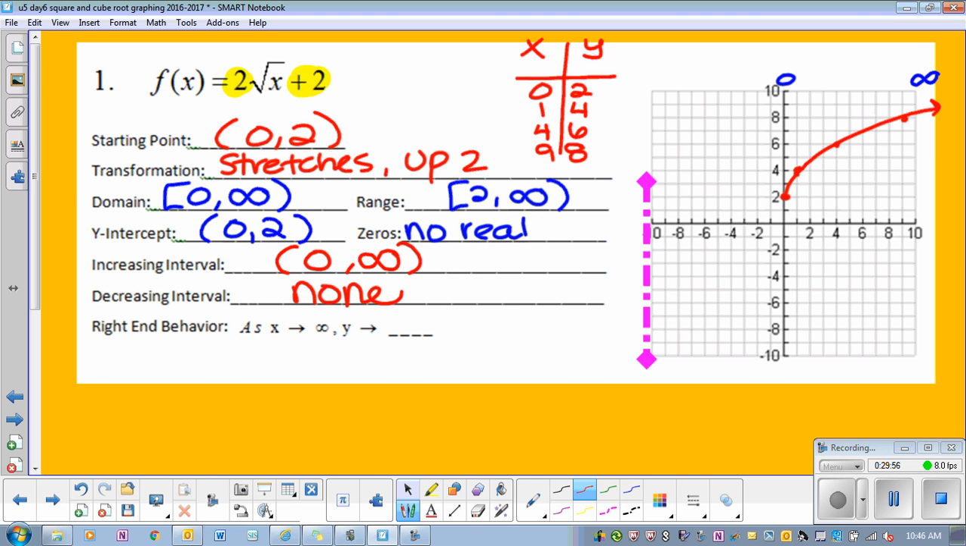So if we have an increasing interval, it means we have no decreasing interval. And where's my right end behavior going? Infinity. Great. Excellent. You're doing such a great job.